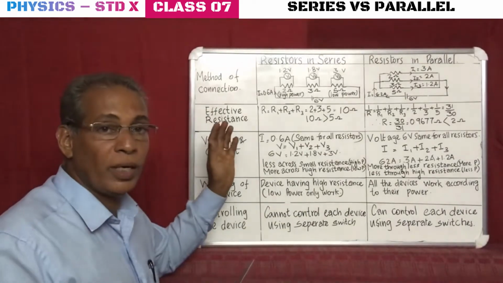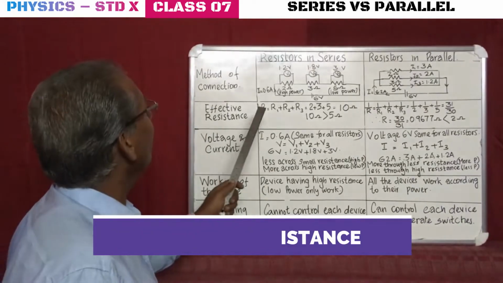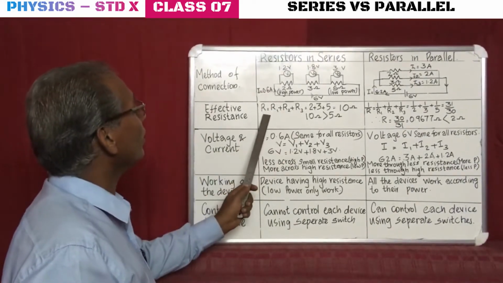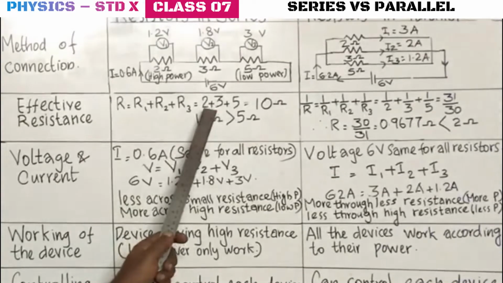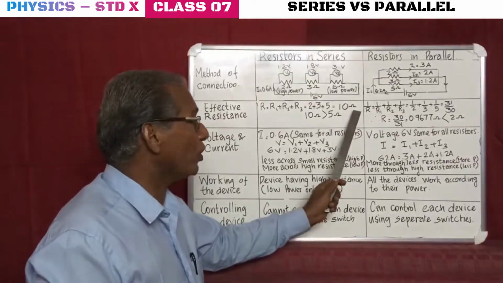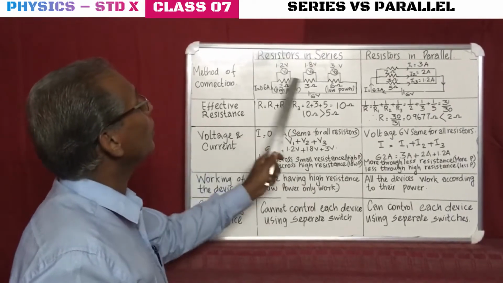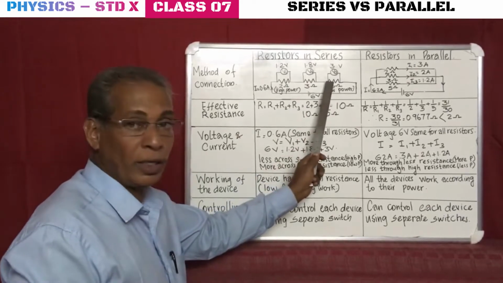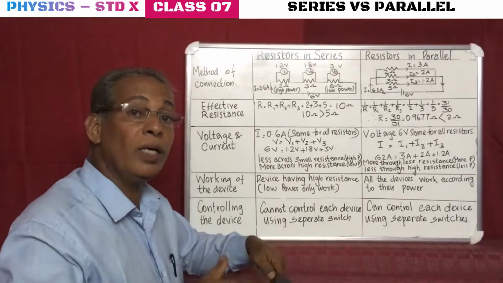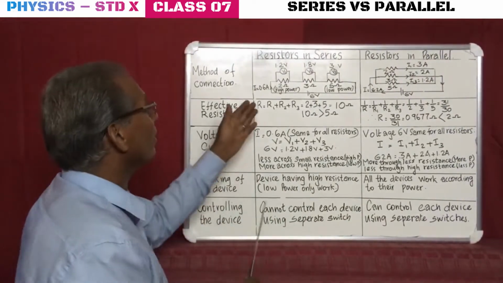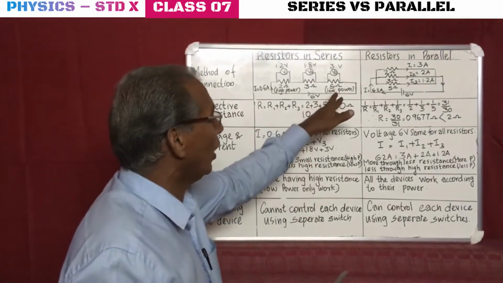Next, we are going to see the effective resistance in both cases. We have seen in series connection, effective resistance R is equal to R1 plus R2 plus R3, that is 2 plus 3 plus 5, which is 10 ohms. See, this 10 ohms is higher than the highest resistance among these three. Here 5 ohm is the highest resistance, but the effective resistance will be more than this. Or we can say resistance is increased, and that value will always be higher than the highest value among these three.